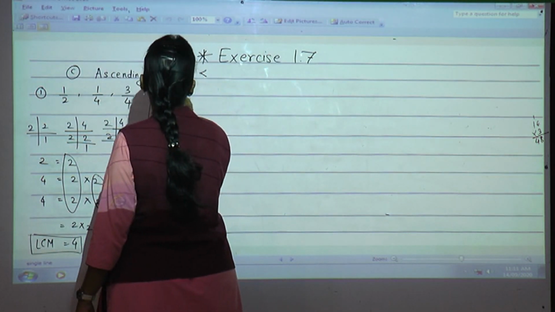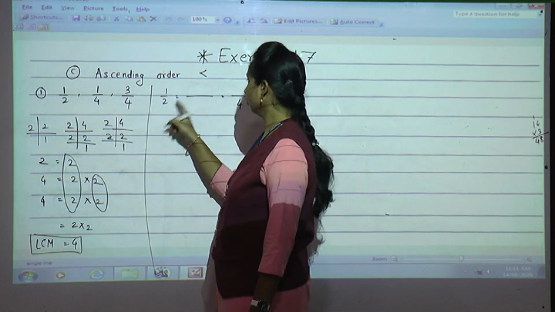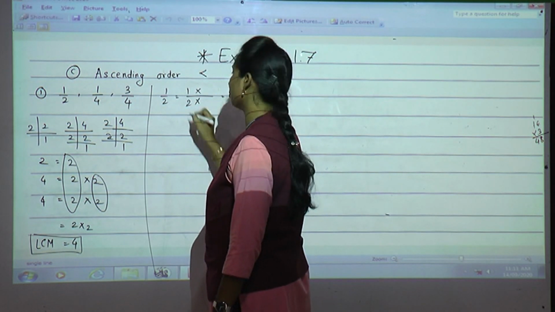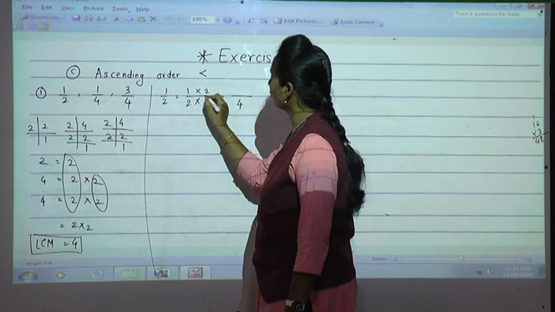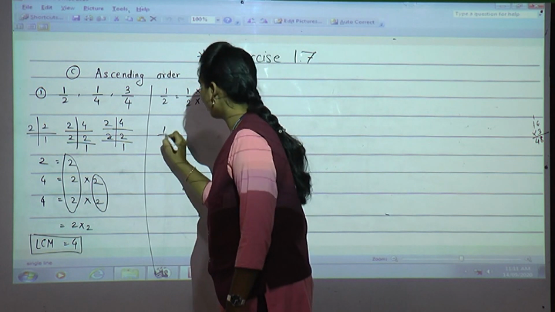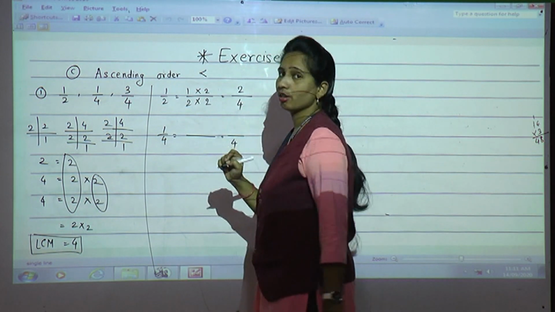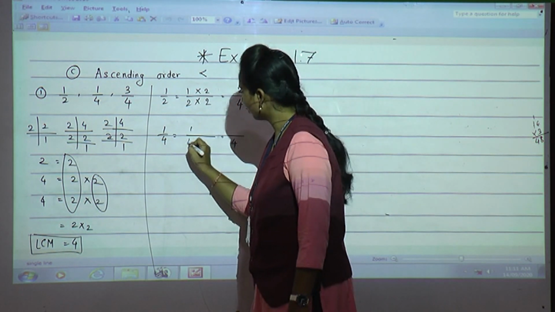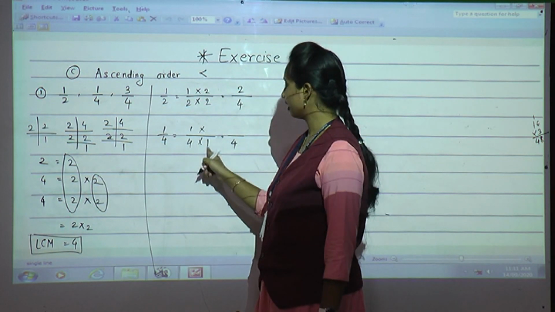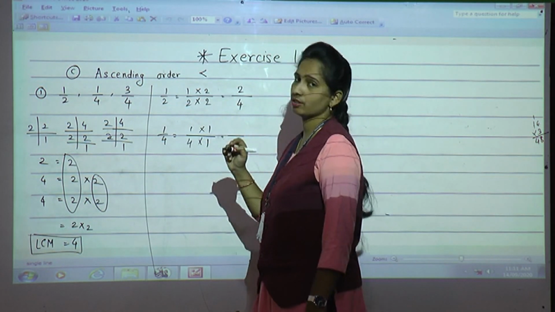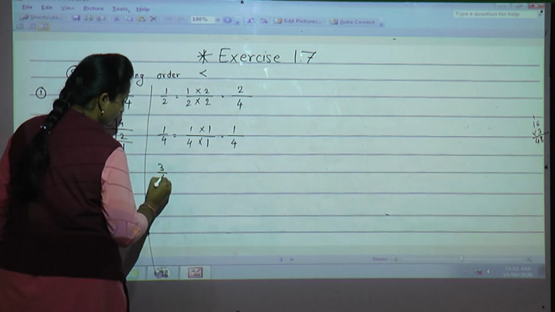1 upon 2. What is the LCM? It is 4. So write 1 upon 2 as it is. Now 2 twos are 4, so 2 here also, 1 twos are 2. The next number, 1 upon 4. The denominator should become the LCM, that is 4. So write 1 upon 4 as it is. 4 ones are 4. If we multiply the denominator with 1, multiply the numerator with 1 only. 1 one is 1. Now the next, 3 upon 4.